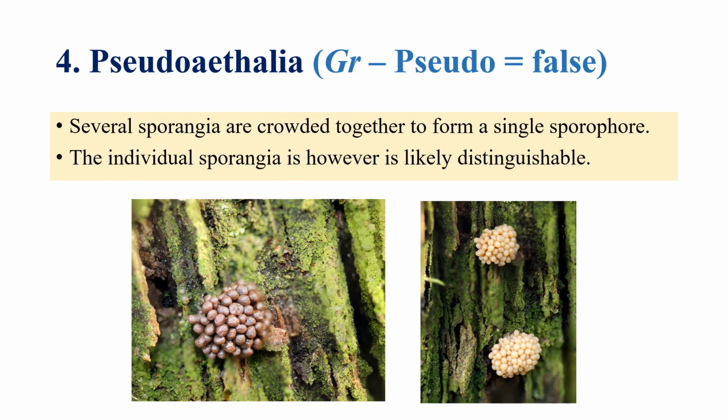The next one is a pseudoaethalium. Pseudo means false aethalium. Aethalium means all are combined to form a single kind of fruiting body. So the same kind of thing we can observe here. Several sporangia are crowded together to start to behave like a sporophore. But even though multiple sporangia are crowded together here, individual sporangia can be easily distinguished. We can see a bunch of grapes, right? Even though all the grapes are in the same bunch, we can differentiate the grapes. In the same way, even though all the sporangia are crowded together like a same branch, we can differentiate the sporangia one by one.